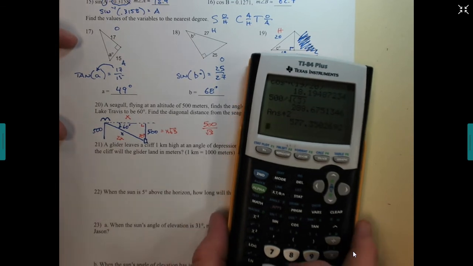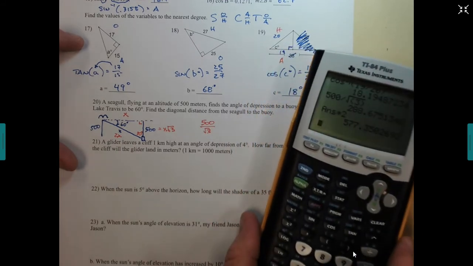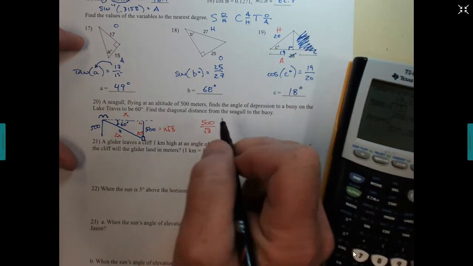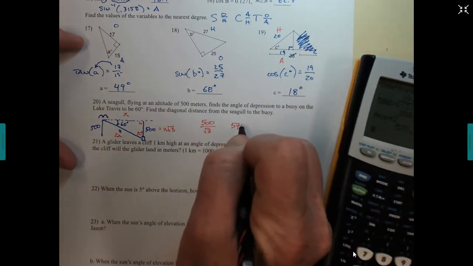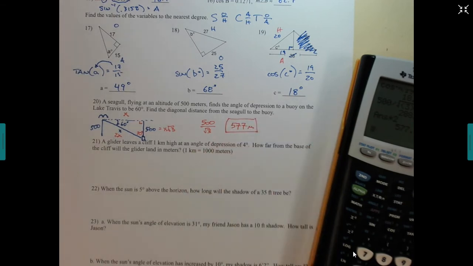And since they didn't say I had to put it in simplest radical form, and they didn't say what I had to round to, I'm going to go ahead and choose my own rounding. I'm going to go with 577, about 577 meters.